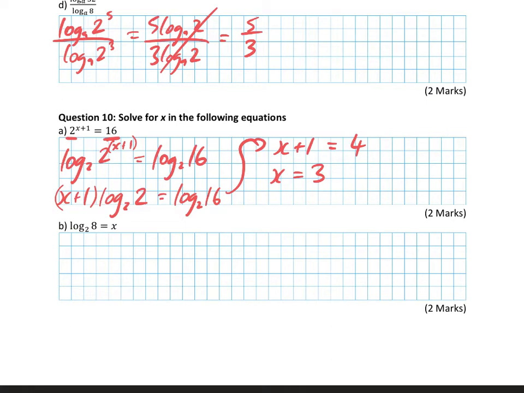Log in base 2 of 8 is equal to x. 8 is 2 to the power of 3. The power goes out the front. 3 log base 2 of 2 is equal to x. Log in base 2 of 2 is 1, so 3 lots of 1 is equal to x. 3 times by 1 is equal to x, so x must be 3. Alright, that's page 5, moving on.